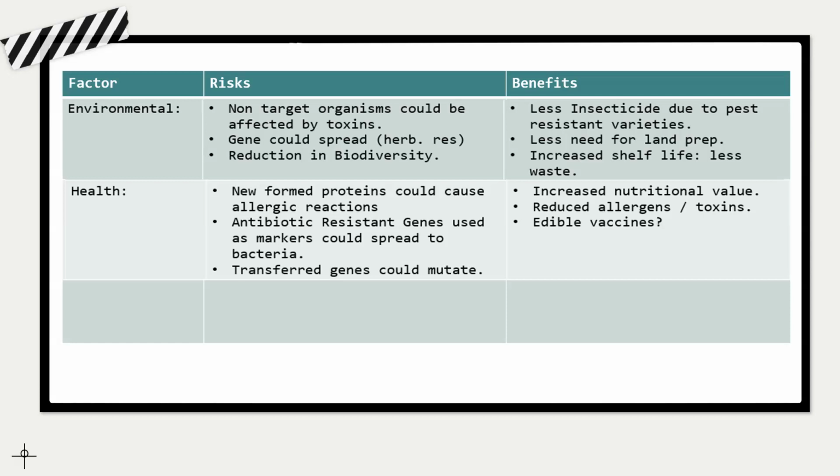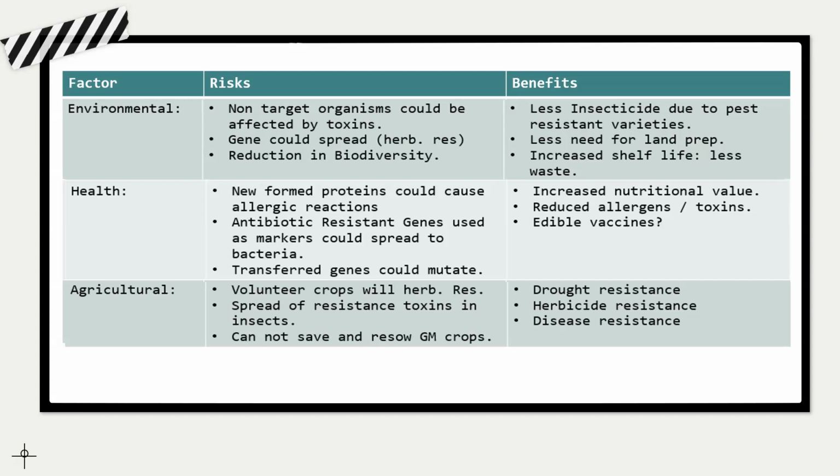Benefits for health: there's increased nutritional value in some GMO crops. We can alter them to have more certain vitamins and minerals in higher amounts and things like that. It's possible that we can reduce certain allergens that cause anaphylactic shocks and things like that. And there's potential that we're only just tapping into. So the idea of edible vaccines and things like that, new developments. And then the risks and benefits in terms of the agricultural industry, which is a huge industry in Australia.